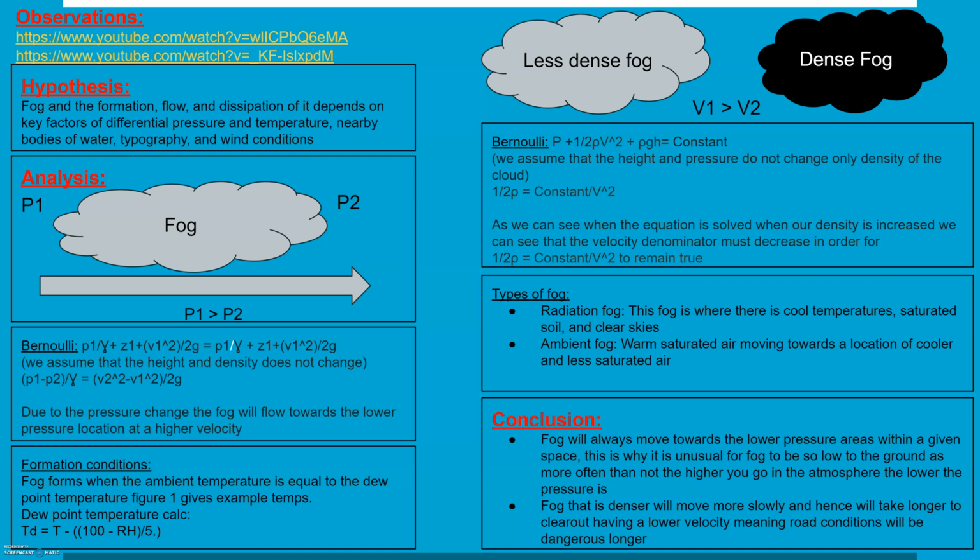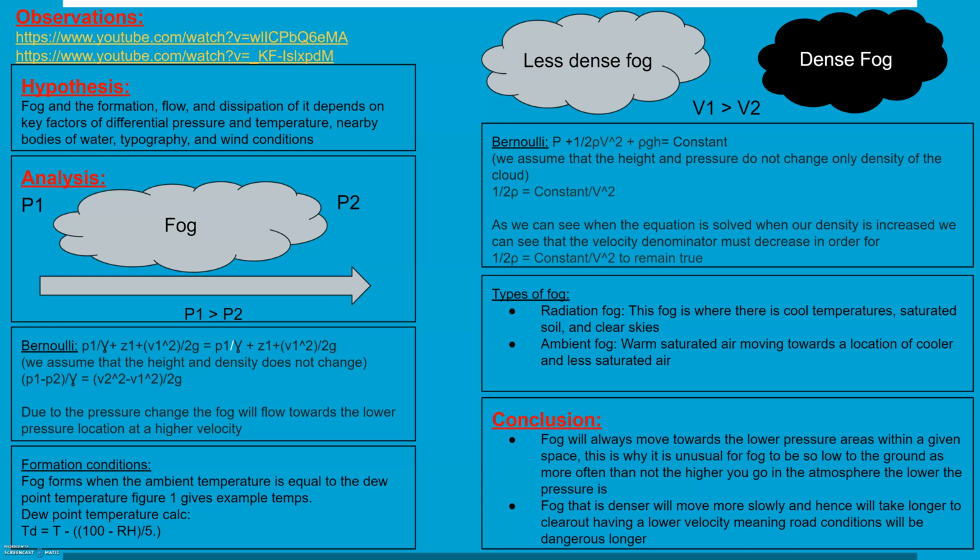So to go into our analysis, the first key point is we wanted to see how the pressure change affected our fog. Here we can see we have P1 and P2, and P1 is greater than P2. With our Bernoulli equation, we set it up so that we assume height and density do not change with this sample set of fog.